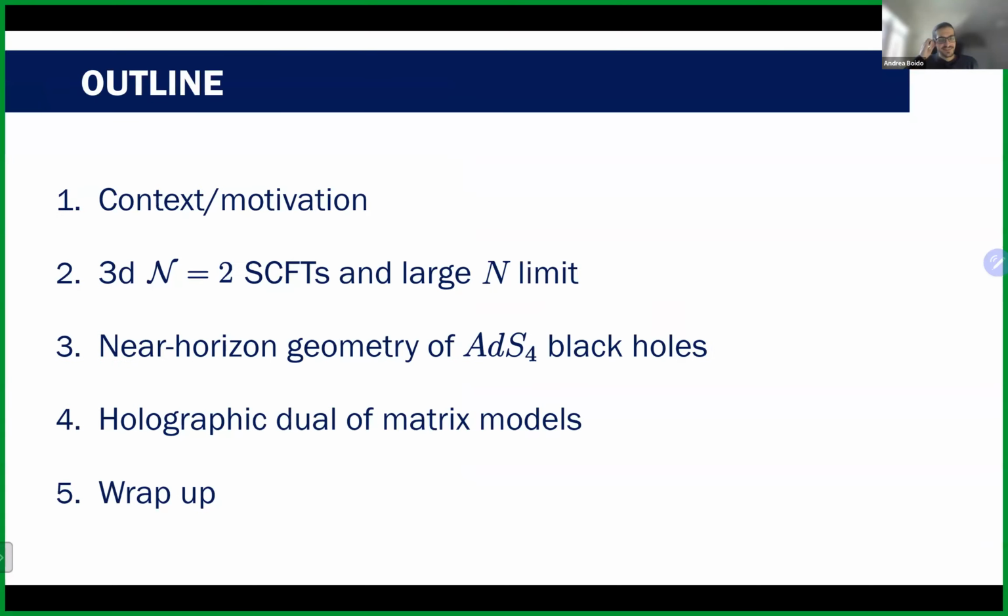Okay, let's start with a brief outline of what I'm gonna tell you. I need to give a disclaimer. Unfortunately, there's a lot of background material that is needed to get to the point, so we'll have to review a few things. In particular, the second and third sections are mostly review. I'm going to be quite schematic on those, but I'll try to highlight the main takeaway messages. First we're gonna speak about three-dimensional N=2 superconformal field theories and their large N limit, and then their dual ideas for black hole geometries.